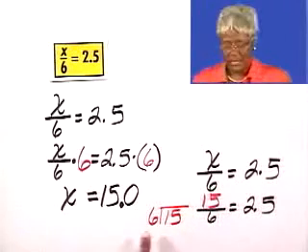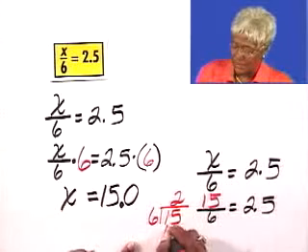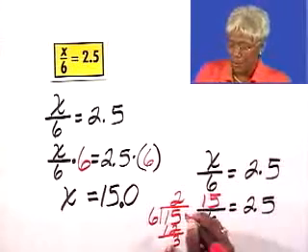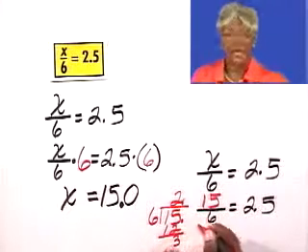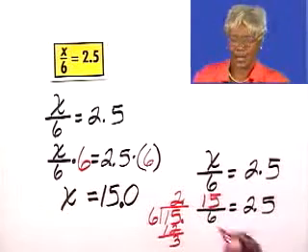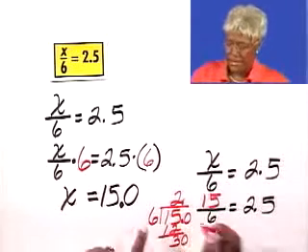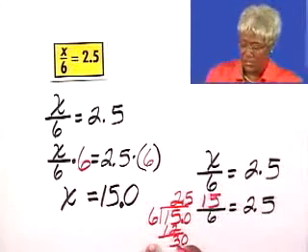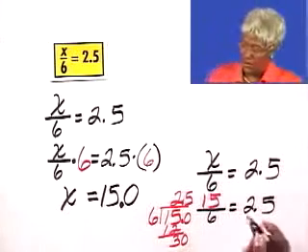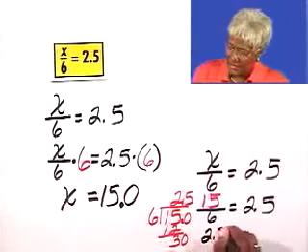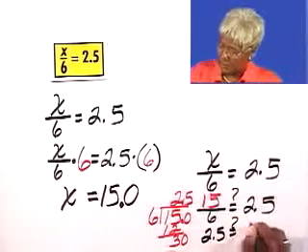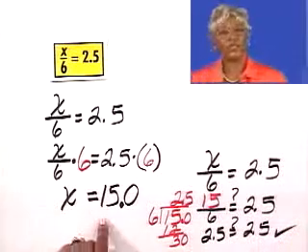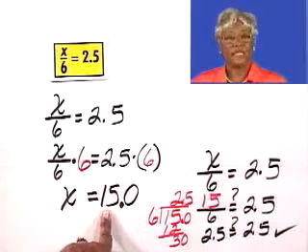6 will go into 15 how many times? Twice. 2 times 6 is 12. Notice I have a remainder of 3. Well, let me add a decimal point. Let's add a 0. If I add a 0, I have to add a decimal point. The decimal point goes right above. And I add a 0, bring it down. 6 will go into 30 5 times, and it goes evenly. 5 times 6 is 30. So this is equal to 2 5/10. Is 2 5/10 equal to 2 5/10? Yes. So once again, my solution is 15.